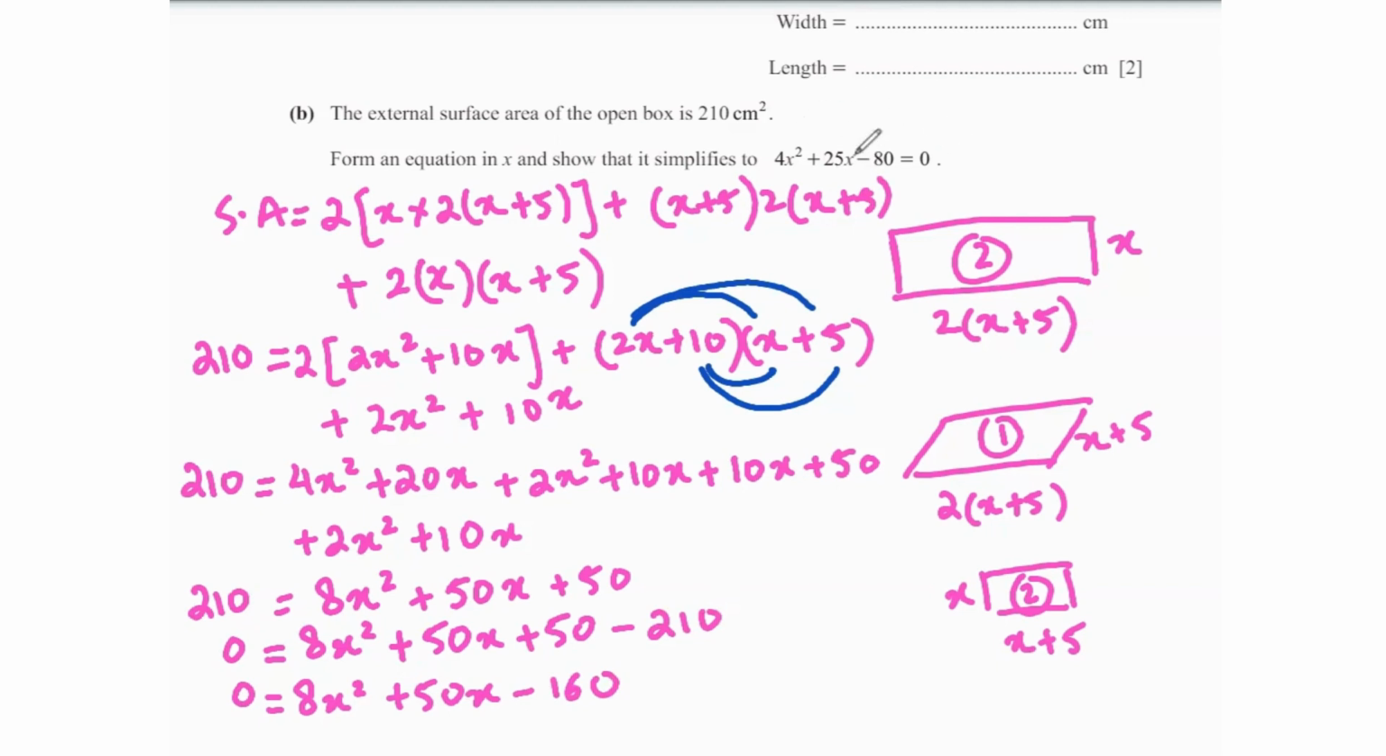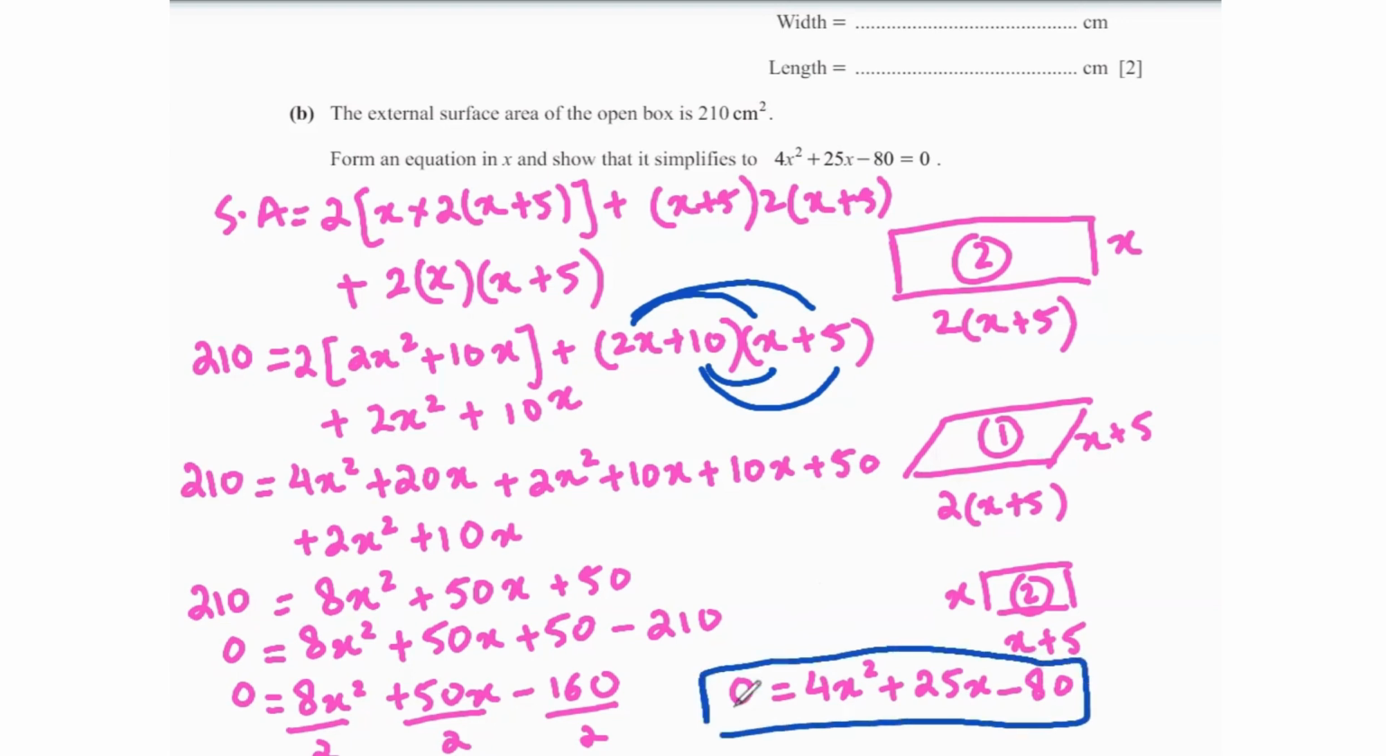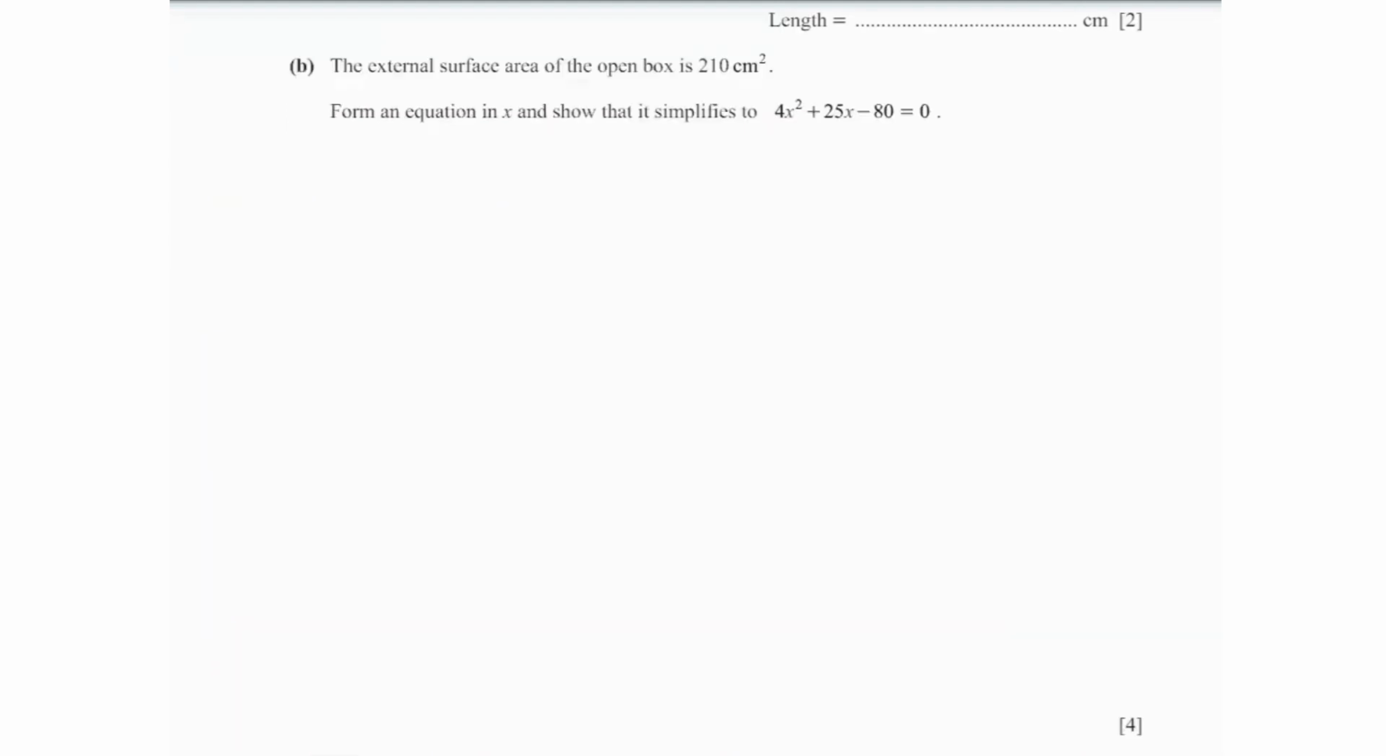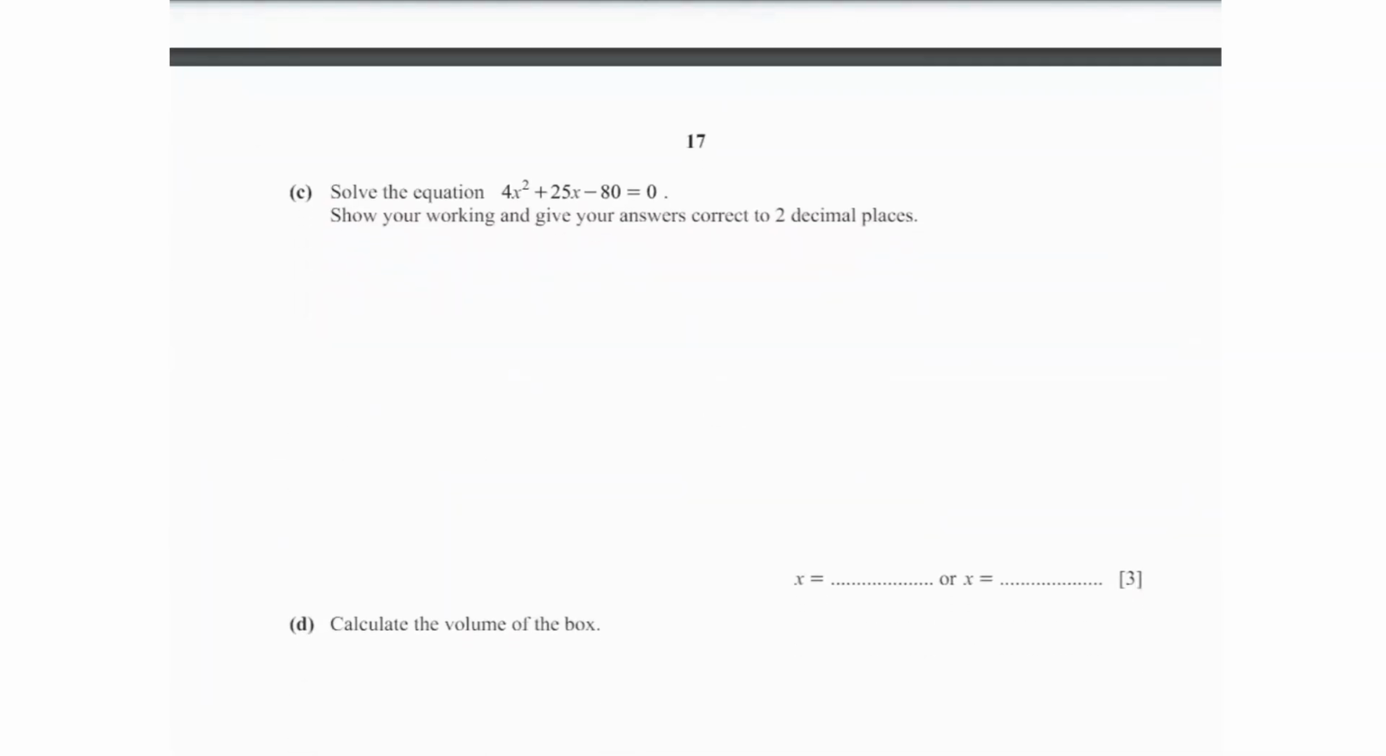And as you can see, 8, 50, and 160 all are divisible by 2. So we divide them by 2, and that gives us 4x squared plus 25x minus 80. And that is exactly what the question wants us to prove. And we have to solve that equation.